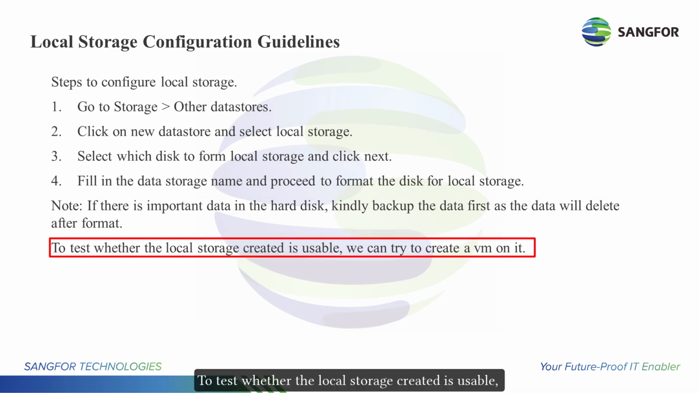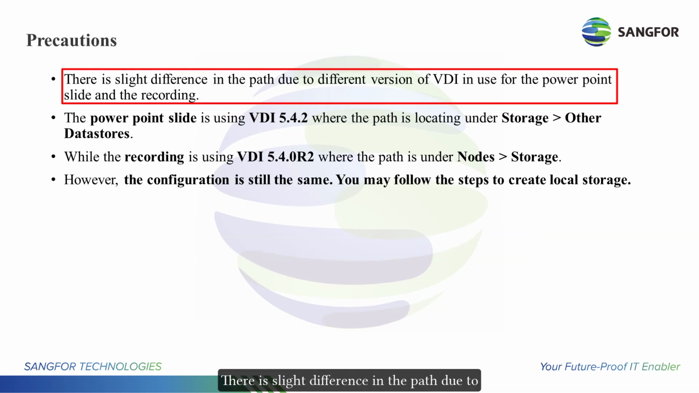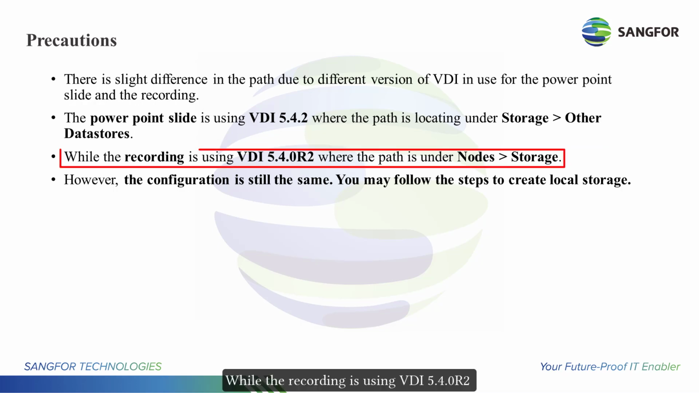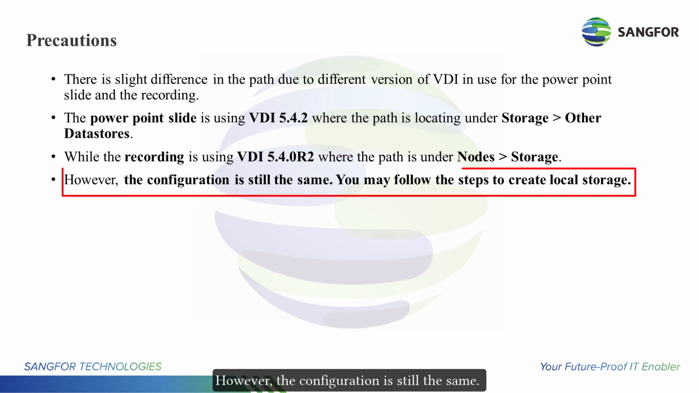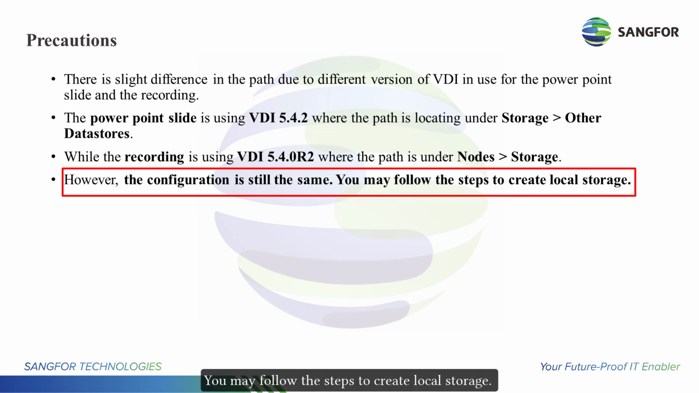To test whether the local storage created is usable, we will try to create a VM on it. Precaution: there is a slight difference in the path due to the different versions of VDI in use. The PowerPoint slide is using VDI 5.4.2, where the path is located under Storage, Other Data Stores, while the recording is using VDI 5.4.0 R2, where the path is under Nodes, Storage. However, the configuration is still the same. You may follow the steps to create local storage.